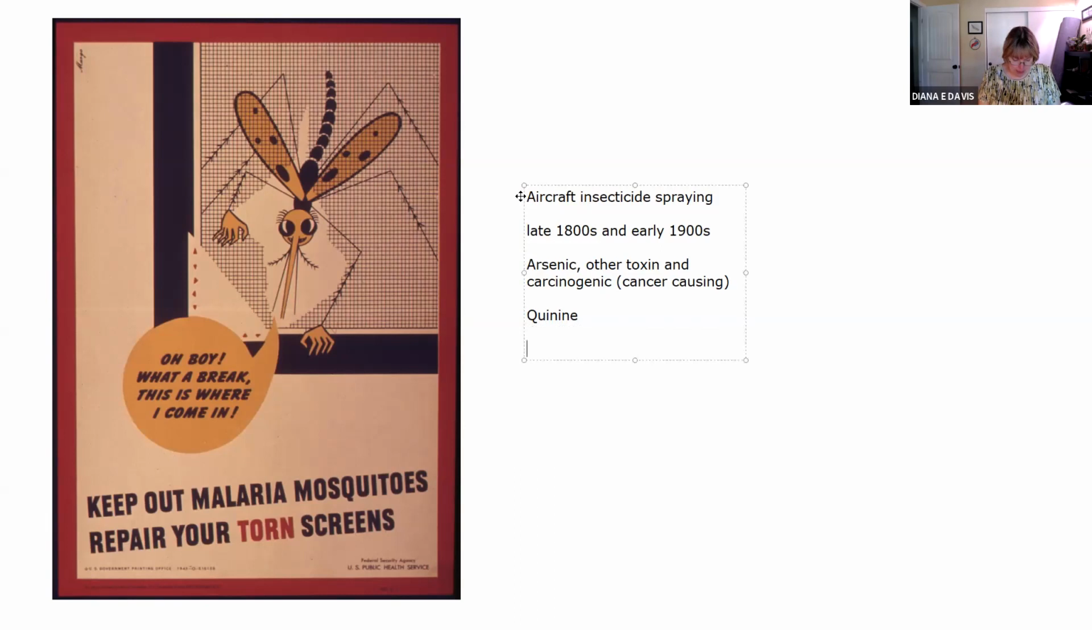The last big push came in the 1940s and 50s. And this came about because of the Office of Malaria Control in War Areas. So this was World War II. During World War II, a lot of military training camps would be along the East Coast because you're going to ship the troops across the Atlantic to the war in Europe.